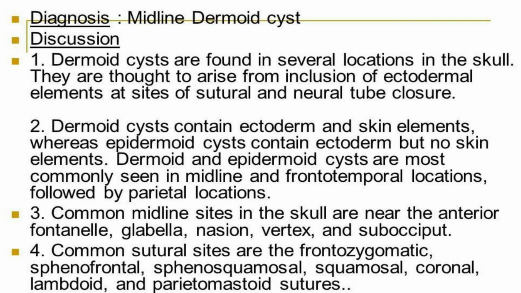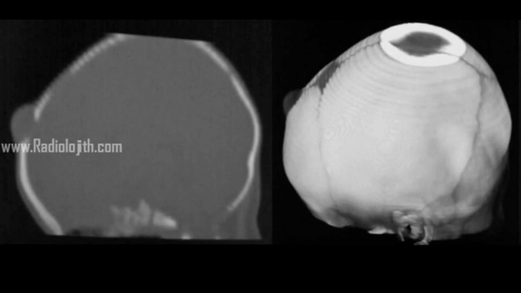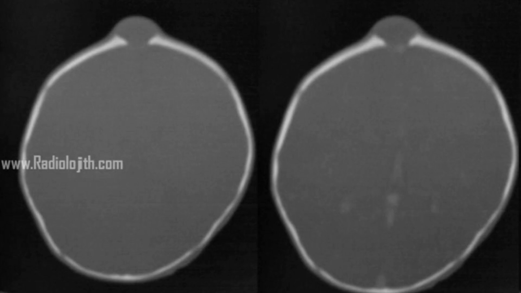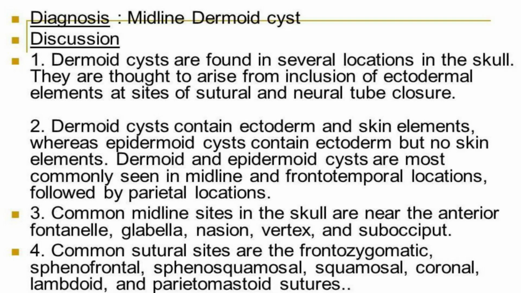Very important. Dermoid and epidermoid cysts are most commonly seen in midline and in frontotemporal locations, followed by parietal locations. Common midline sites in the scalp are near the anterior fontanelle, glabella, nasion, vertex and subocciput. And some sutural sites like frontozygomatic, sphenofrontal, squamosal, coronal, lambdoid and parietomastoid sutures are also documented, right?